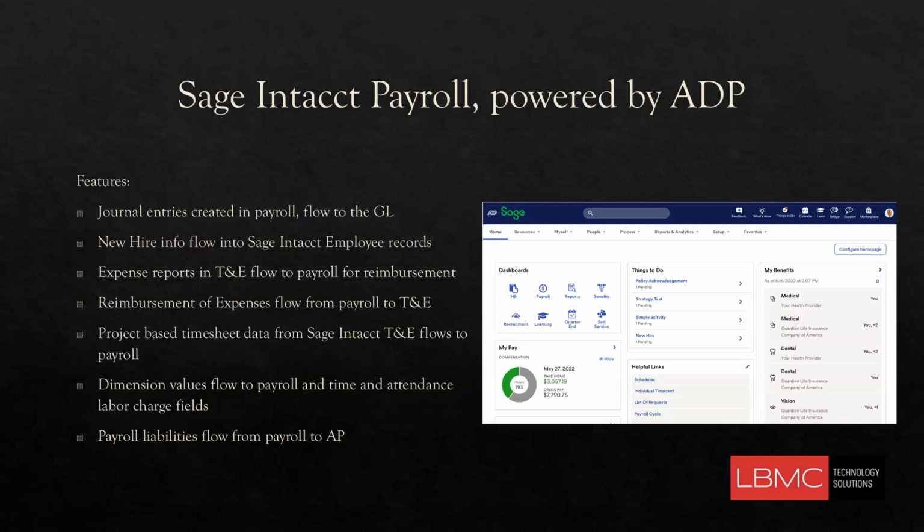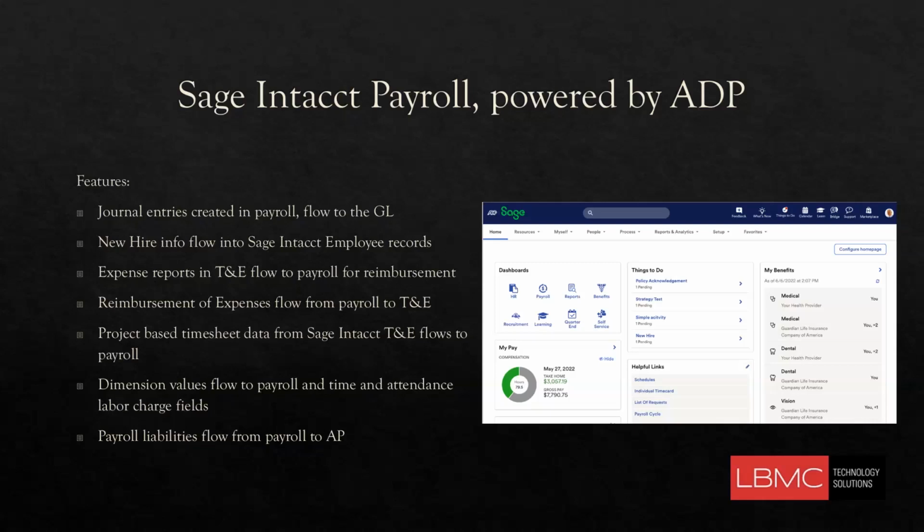You'll also have the ability to have project-based timesheet data from Sage Intacct flow into ADP. If you want people entering their time into Sage Intacct, and hopefully using Sage Intelligent Time, because that is really, really handy, once those are entered on a project and task basis, that can all be synced over to ADP for payroll processing. Any dimension that's created in Sage Intacct is going to flow over to the time and attendance labor charge fields. That's just what ADP calls it, labor charge field, but it's the same thing as a dimension. So all of those values will flow back and forth as well.